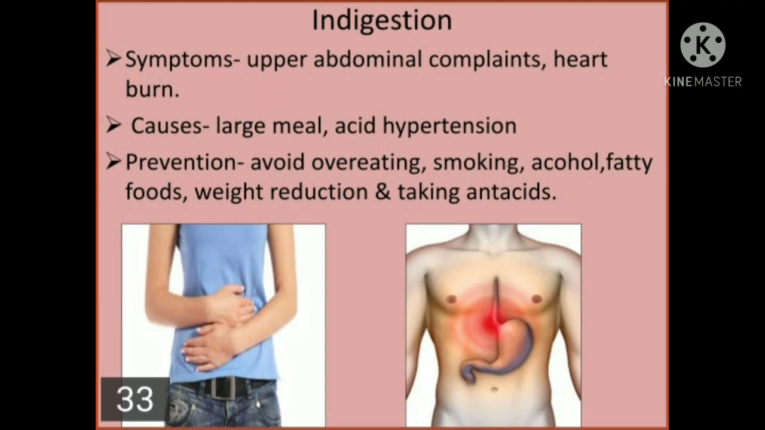Then how is it prevented? It is prevented by avoiding overeating. The person should eat the food in a normal way. He or she should not overeat. Smoking should be avoided. Alcohol should be avoided. Fatty food should be avoided. Weight reduction and taking antacids. All these are the prevention from indigestion.